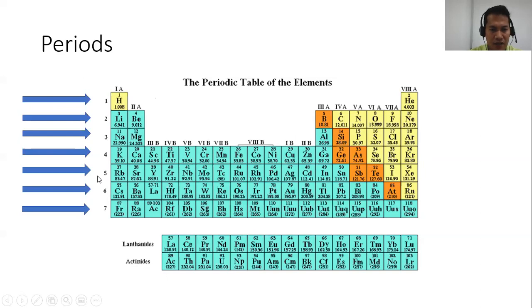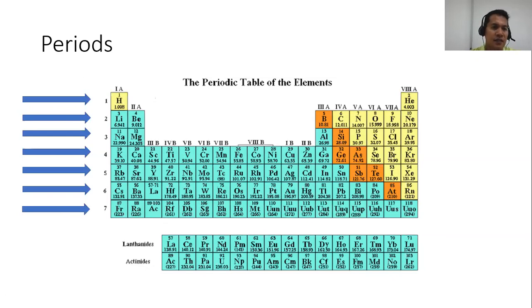Period 5 are these, rubidium and strontium. All these are in period 5. Period 6 are these. Okay, I'm not going to mention all of it. And these as well. And then going back, period 7 are these. So all these are the periods. But periods also tell us the energy level, or how many shells or orbitals are in the atoms.